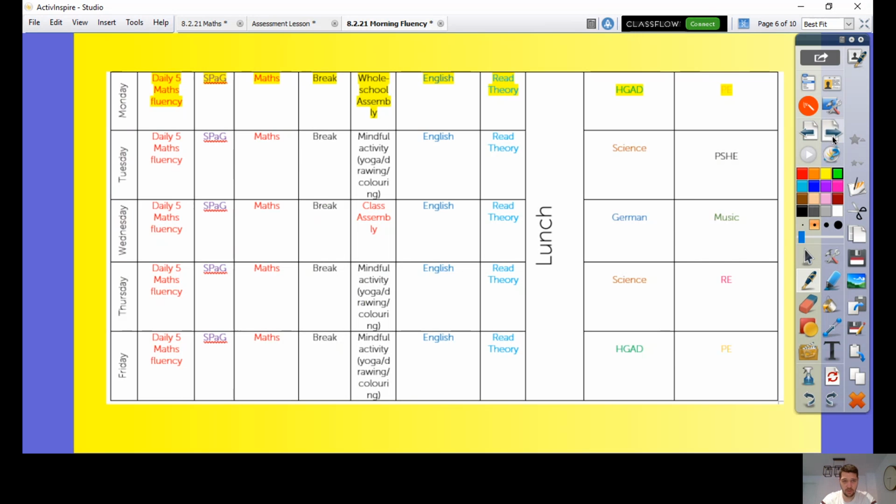After your morning fluency here, you have SPAG and then maths. We are beginning our focus on fractions. It's a lot of revisiting and recapping year three's work this first week. After break and your whole school assembly, which I'm leading on internet safety, so make sure you watch that. This week we have English, moving on to poetry, and then read theory and lunch. And then for history, you have a bit of a research project, same as what you're going to have for science tomorrow.